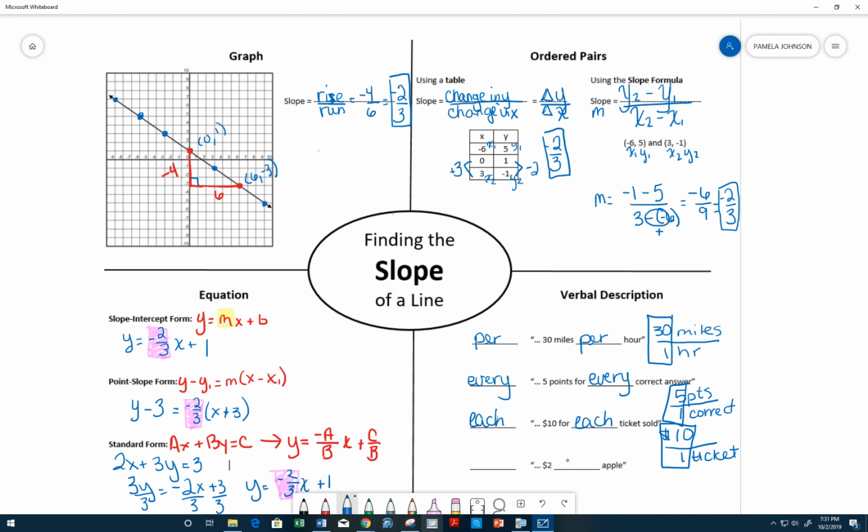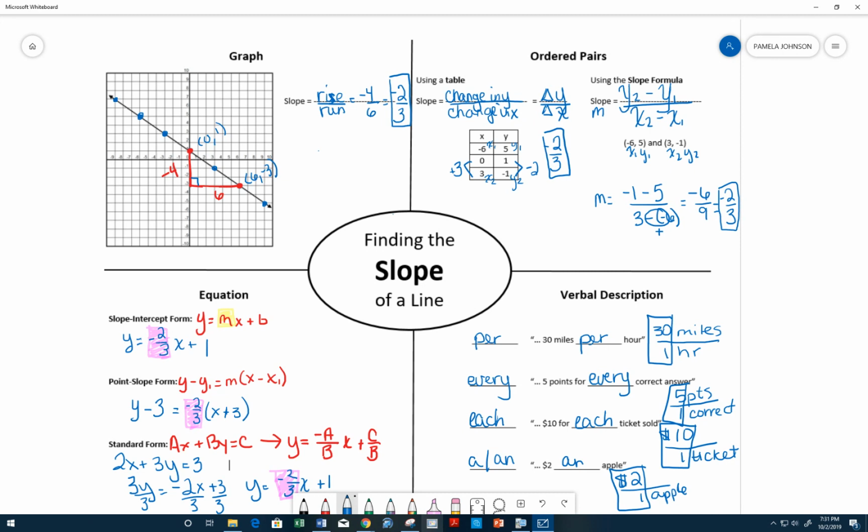And then $2 an apple. Okay, so just to be grammatically correct, if the object starts with a consonant, it's going to be a. Okay, so either a or an could be an indicator that we are looking at our slope in a verbal description. So again, this one would be $2 for every one apple. Okay, so there's our slope.